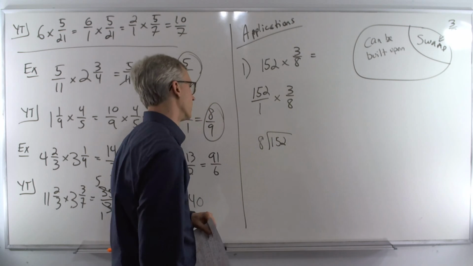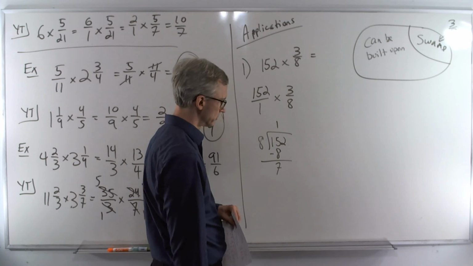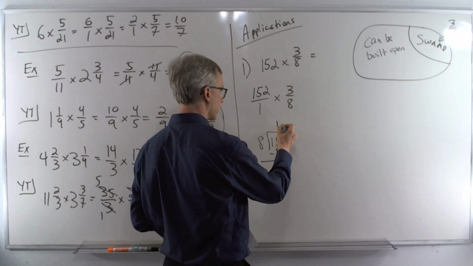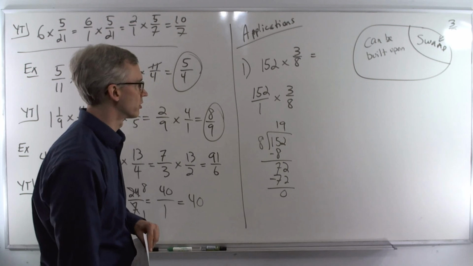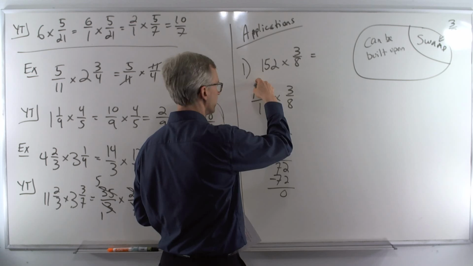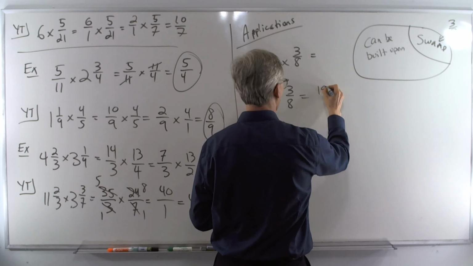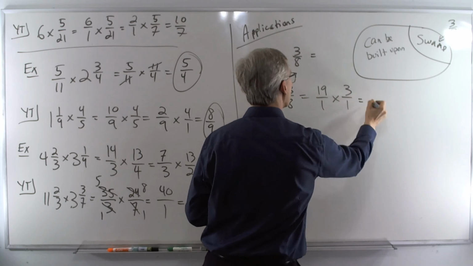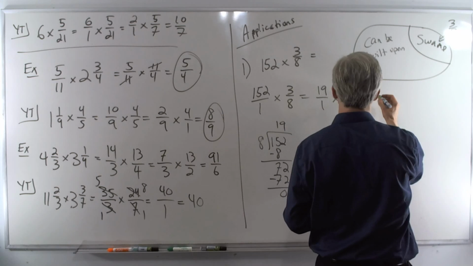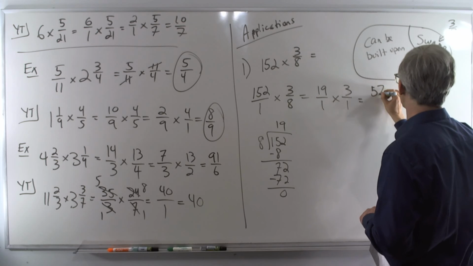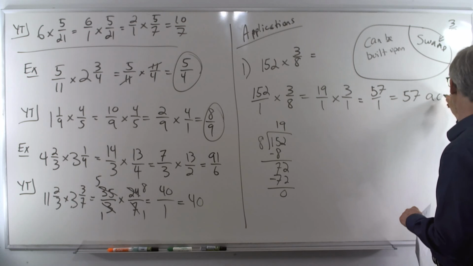All right, 8 goes into 15 one time. Subtract to get 7. Bring down the 2. 8 goes into 72 9 times. And that's even division there, so 19. So if we do 152 divided by 8, we get 19 here. 8 divided by 8 gives us 1. So this is 19 over 1 times 3 over 1 after simplifying. Now we just have to multiply straight across. So multiply across on the top. It gives us 57 over 1, which is 57. So we have 57 acres.